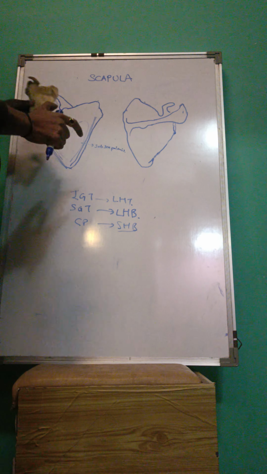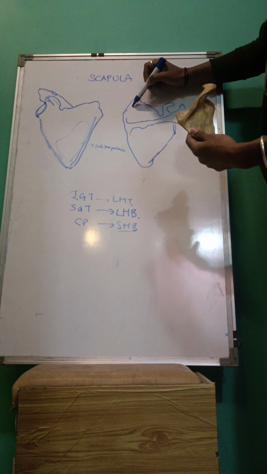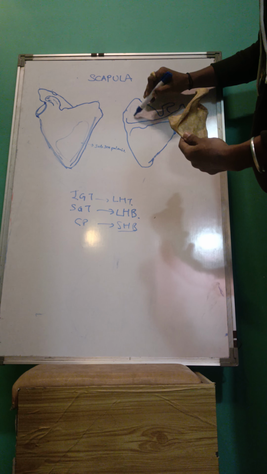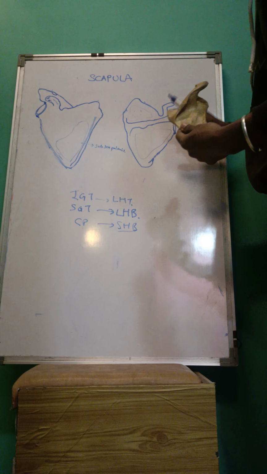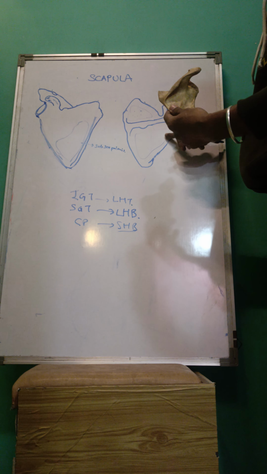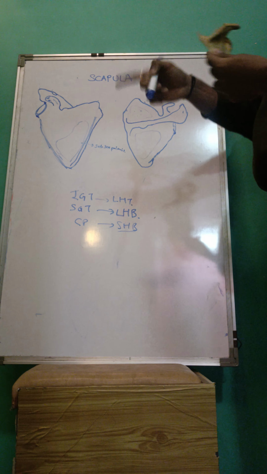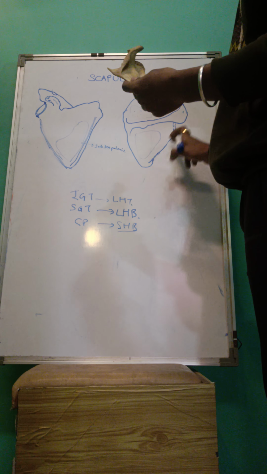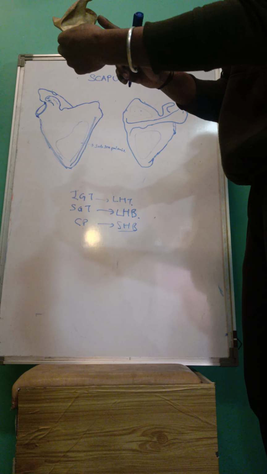So this is okay for this surface. Now if you observe the dorsal surface, the spinous process divides it into the supraspinous fossa, which contains the supraspinatus muscle, and the lower infraspinous fossa, which contains the infraspinatus muscle, present on its medial two-thirds.